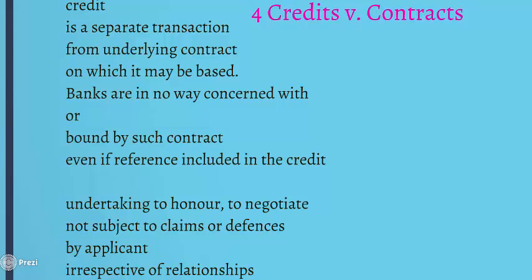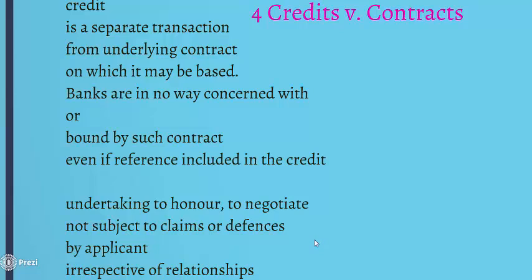Credit is different from whatever contract the credit is based upon or whatever had triggered the credit. Banks are in no way concerned with the purchase of goods or the services to be rendered or any other agreement between the buyer and seller, and banks are not bound by such contracts even if the credit makes a reference to it. How does a credit make a reference to it? The credit says goods to be supplied as per purchase order number. The service or performance should be as per contract number. So even if the credit says so, banks are not concerned with such contracts.